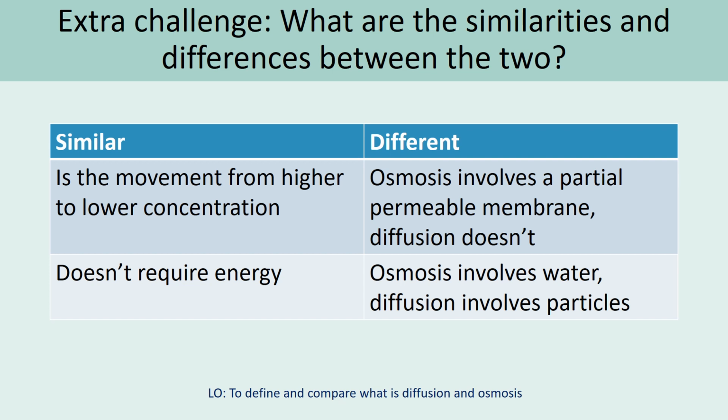How they're different is that osmosis will always involve a partially permeable membrane. In diffusion, it can happen across a membrane, but it's not essential. It doesn't always have to be there. And in osmosis, it's talking about water particles specifically, whereas diffusion is a more general idea of particles.